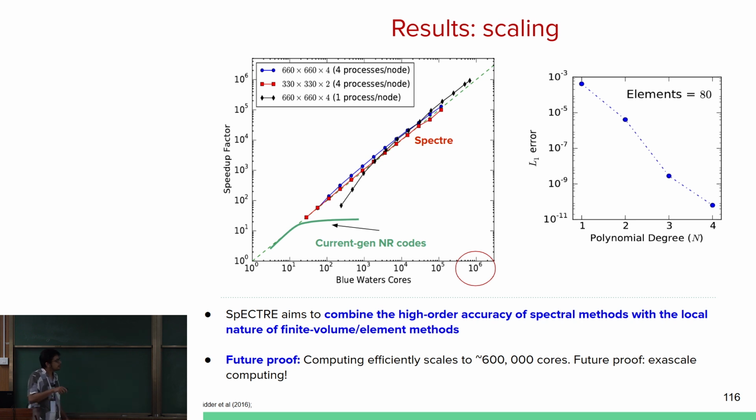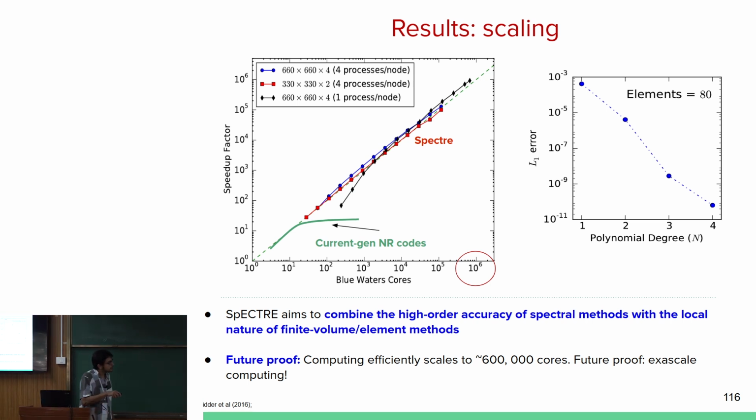Spectre, on the other hand, we were able to test, not for the BBH problem, but for simpler problems. We were able to test the scaling up to 500,000 cores on a national supercomputing facility in the US, and it scales almost linearly. And the great part here is that we didn't have to do anything special to get this curve. Just install the code, set up initial conditions for the problem, and let it evolve. And that's it.